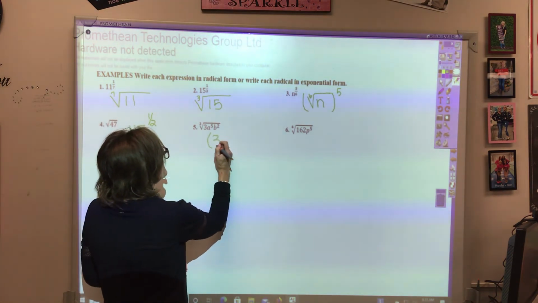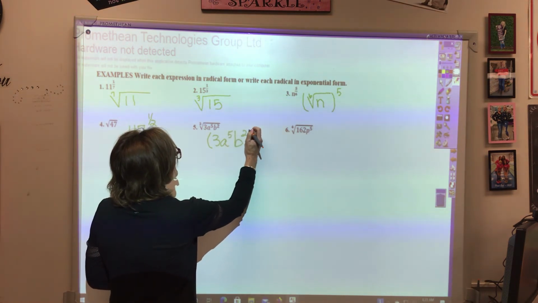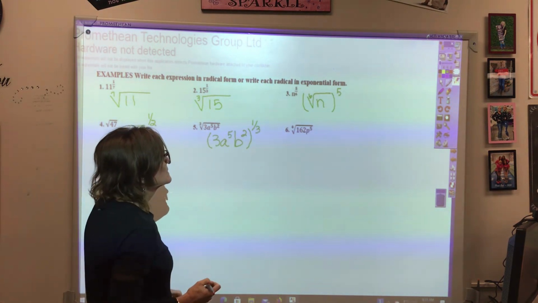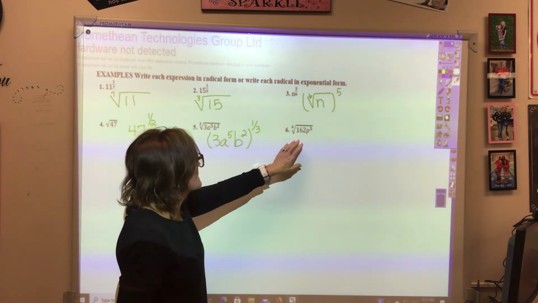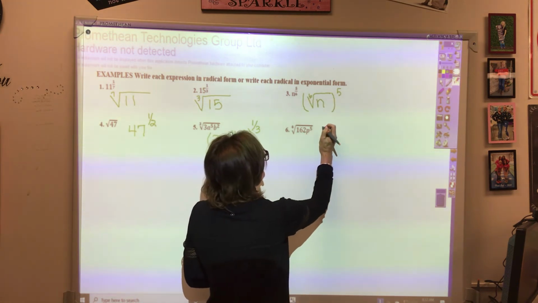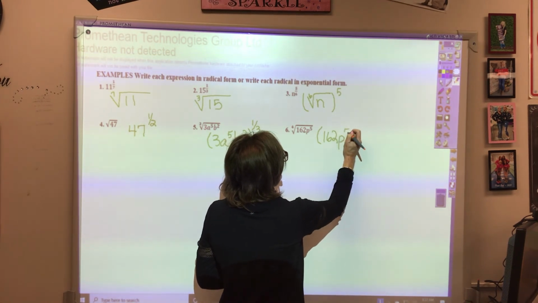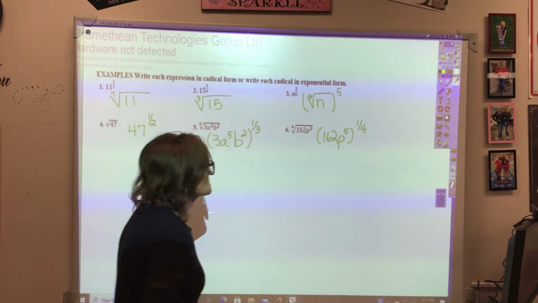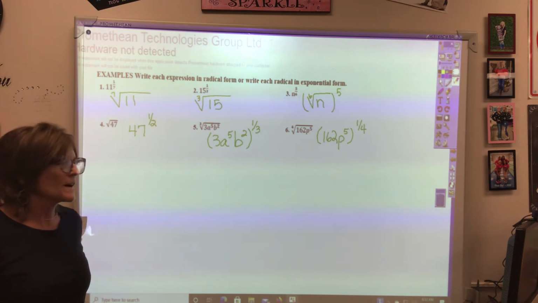We have 3a to the 5th b squared, raise the whole thing to the 1/3 power. On number 6, we're going to treat it like number 5, in that we take what's underneath the radical and group it in parentheses. So we have 162 p to the 5th, all raised to the 1/4 power. Okay, on the next screen, we'll actually try to simplify some.